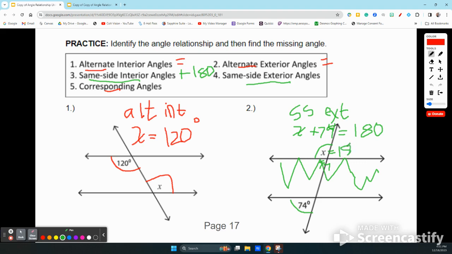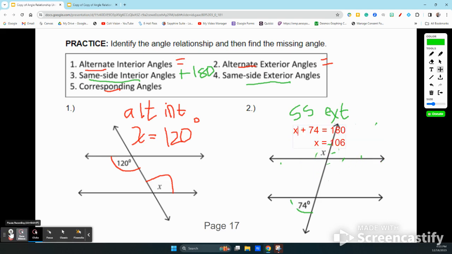Oh my goodness, I meant to write 106. So that should say 106, not 186. I'm sorry. All right, good. Okay, that's a little neater now. So there you go. x equals 106.